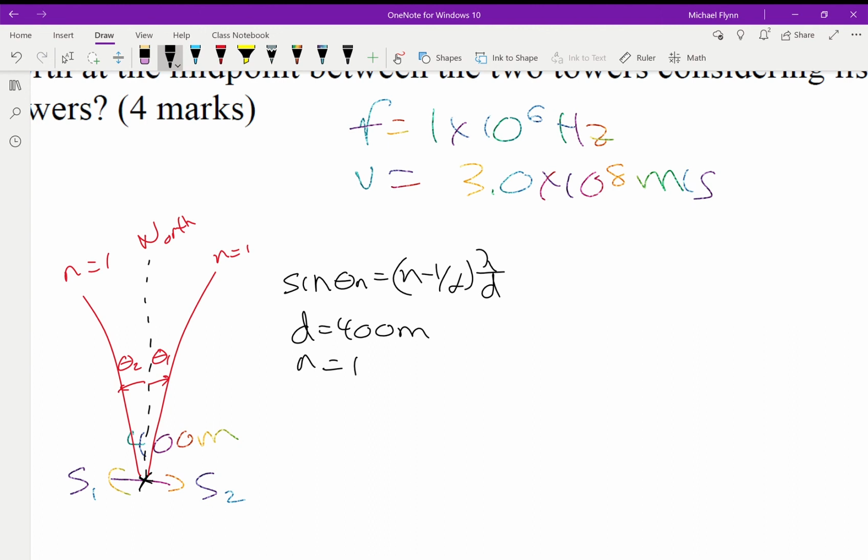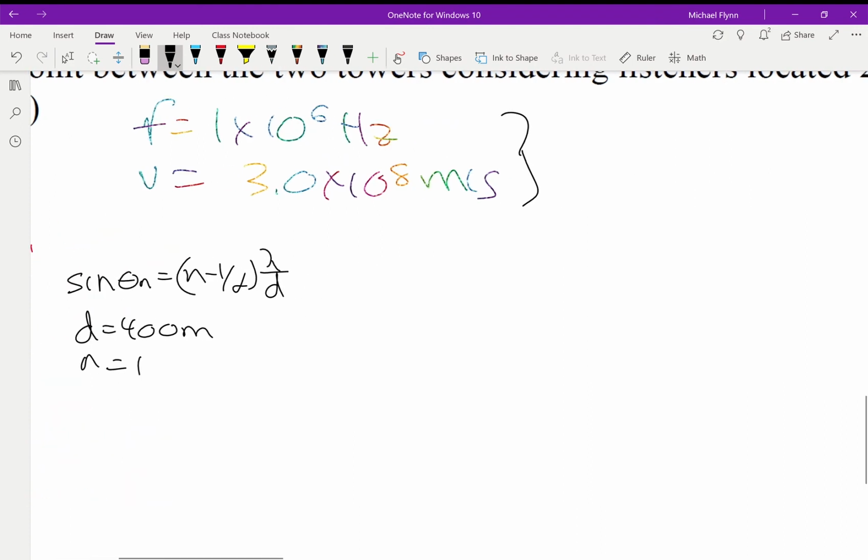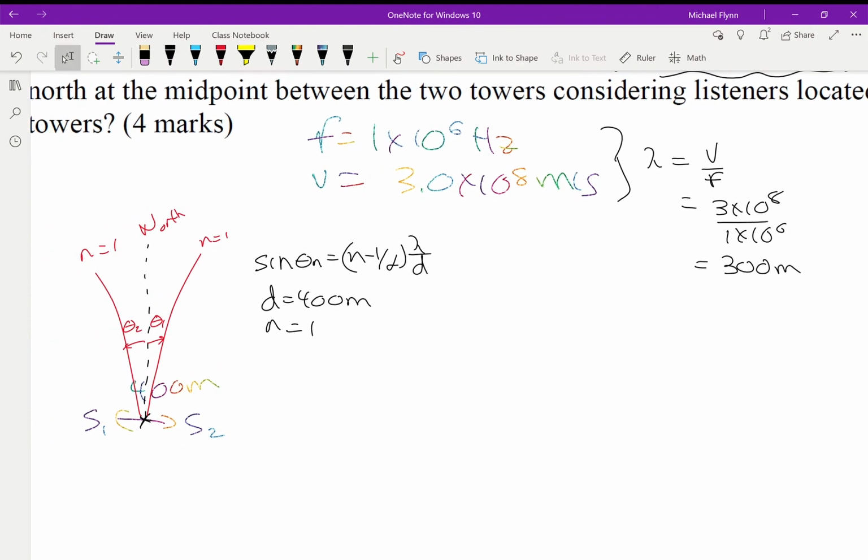Now, to find sine theta we need the wavelength. To get the wavelength of the waves, this is where these two values come in. I'm going to use the universal wave equation. Wavelength equals v over f, so that's 3 times 10 to the 8 divided by 1 times 10 to the 6, which is equal to 300 meters. I think I did that right. Yeah, I did that right. It's 300 meters. Now we've got everything we need.